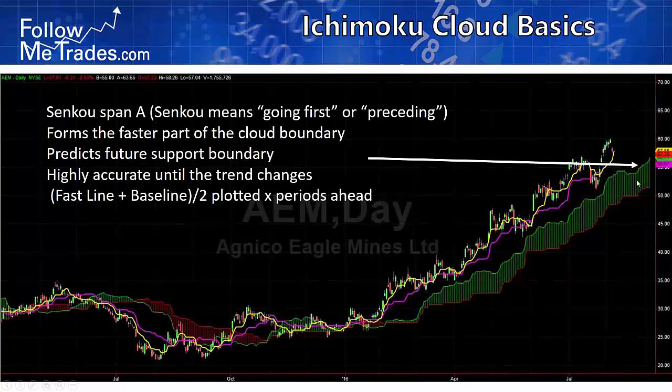So the next line here, I'm pointing to it with the arrow, is this green line at the edge of the shaded area, and that's called the Senkou span A. It means going first or preceding. It's the faster part of this cloud boundary. And both the span A and span B predict nicely some support and resistance areas.